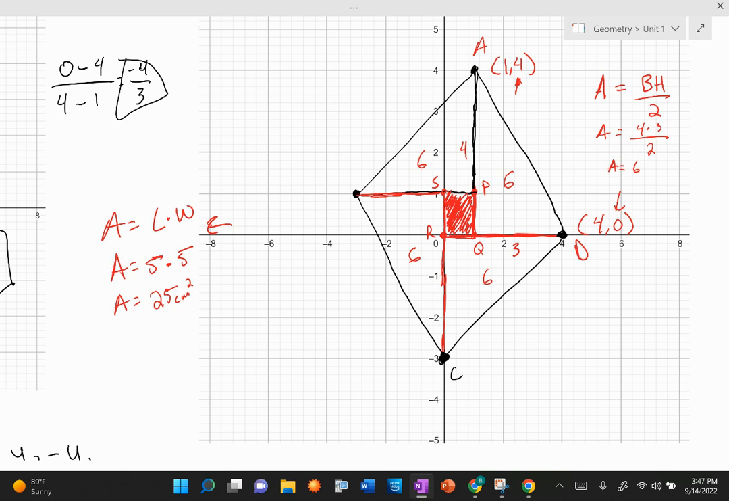24. Is that the correct answer? No, we need a remainder. We have that little square right in the middle, which is going to be 1 by 1 centimeter squared. We'll just add that to it. So you've got that 24 from all the triangles plus the 1 of the square in the middle, which gives us 25. And we already checked that that is correct.